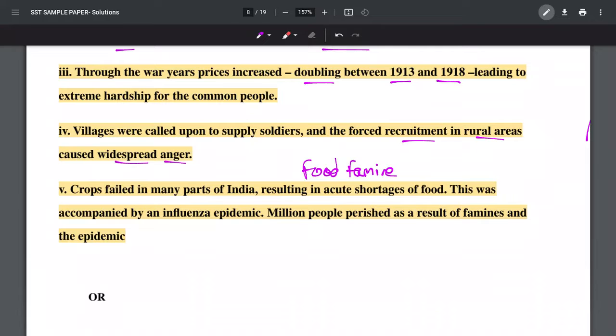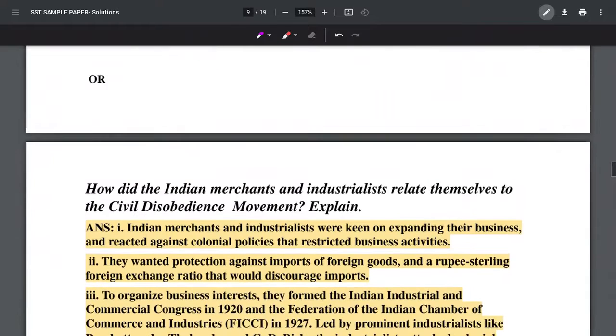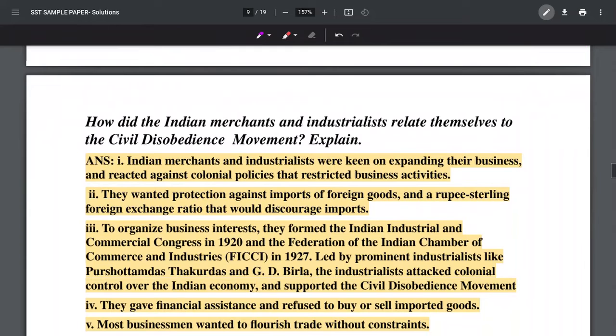Then it was even accompanied by an influenza epidemic. Many people died from that. So there were many problems. All the problems came together during the First World War. Now there's an OR question. You can write this answer as well if you find the other one difficult.